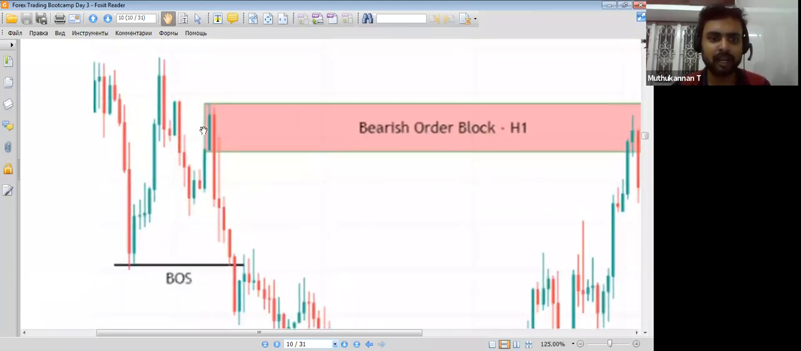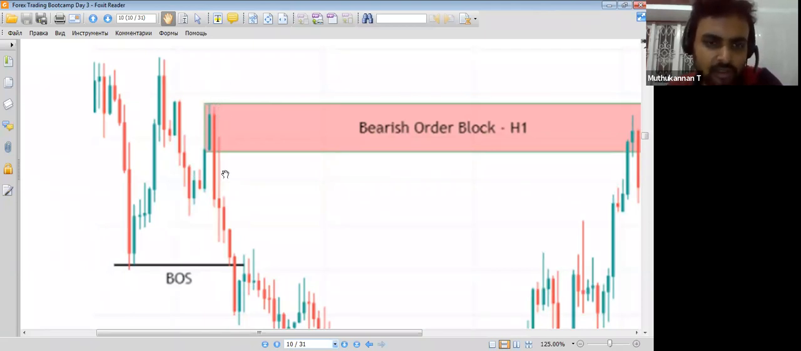This is a very big candle, right? So we cannot create this big candle. Smart money only is creating this big candle. These two candles are created by the smart money. They have involved here. They have purchased here, right? So they purchased here and they sold here.